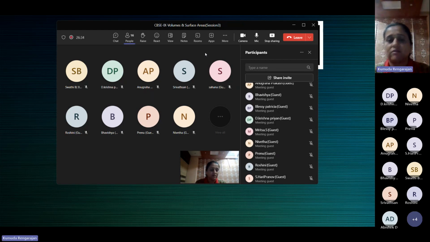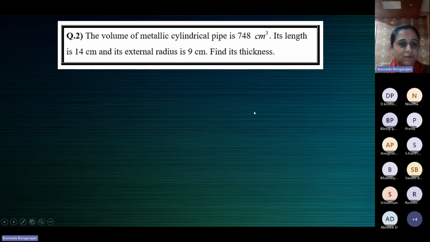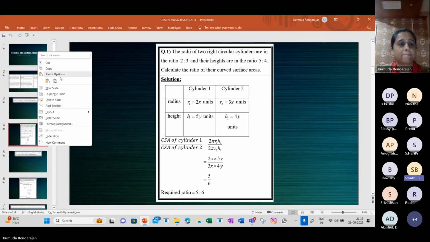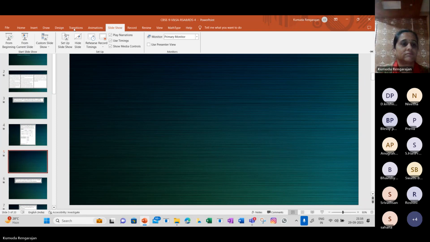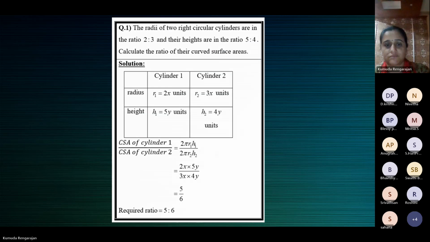Okay. Now let's write the formula. I've shared my screen, children. It's visible, right? Yes, ma'am. Good. So this is about a hollow cylinder. Please write down along with me. This one, formula alone.